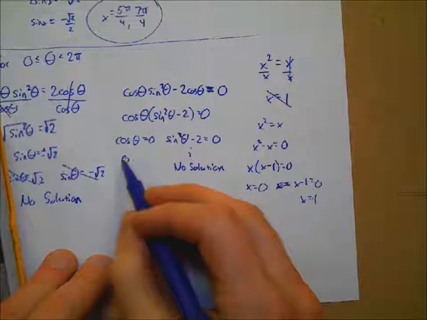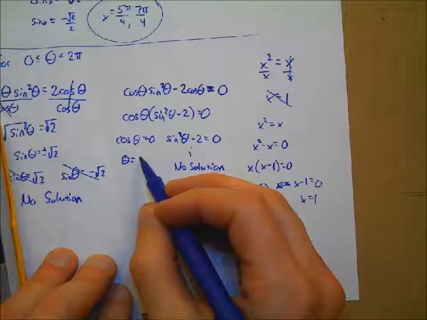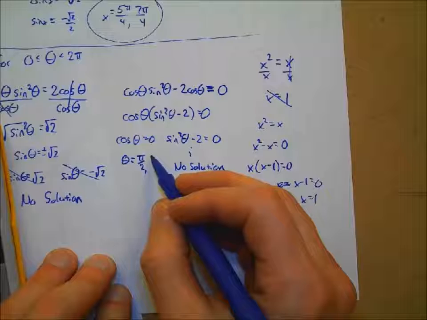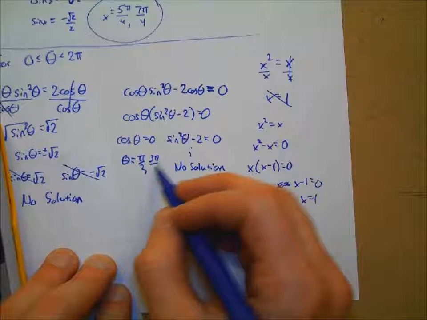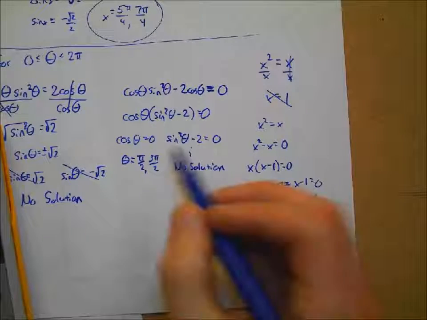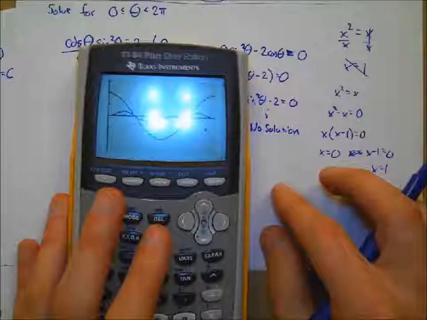When does cosine of theta equal 0? It's either 0 or 1. Pi over 2. Never mind. It's not 0. 3 pi over 2. It's at those places, pi over 2, 3 pi over 2, in this case. Okay? And oh my gosh, we see two solutions, and there are 2 points of intersection.